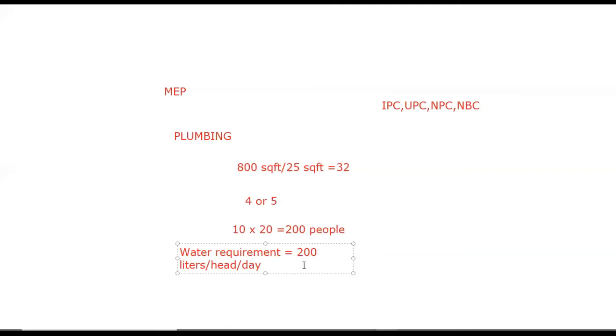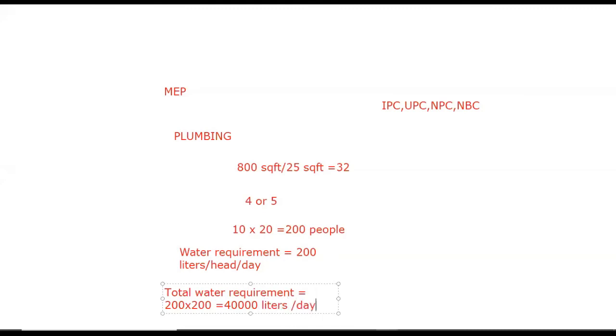Now, if our water requirement per head per day is 200 liters, and everybody is accommodated in that particular building, then what happens? The total water requirement for a single day, with 200 people or occupants, should be multiplied by our standard. Our standard says 200 liters should be there in a day. So that will be 40,000 liters per day. So per day there should be 40,000 liters of water available for that particular building.